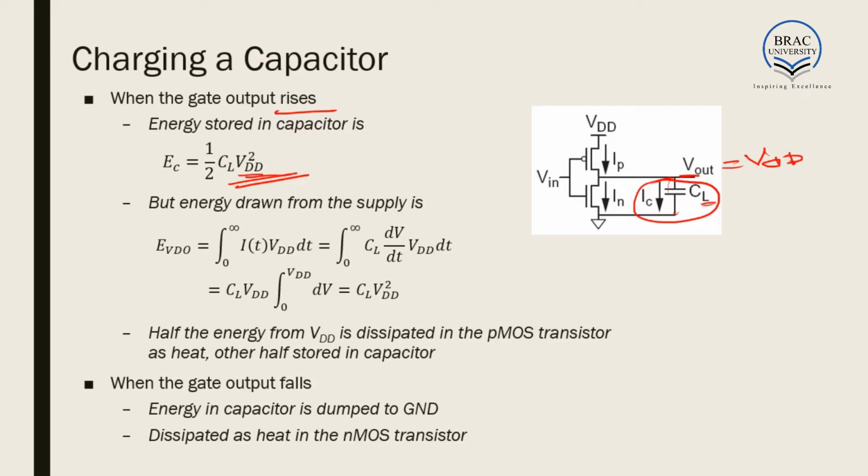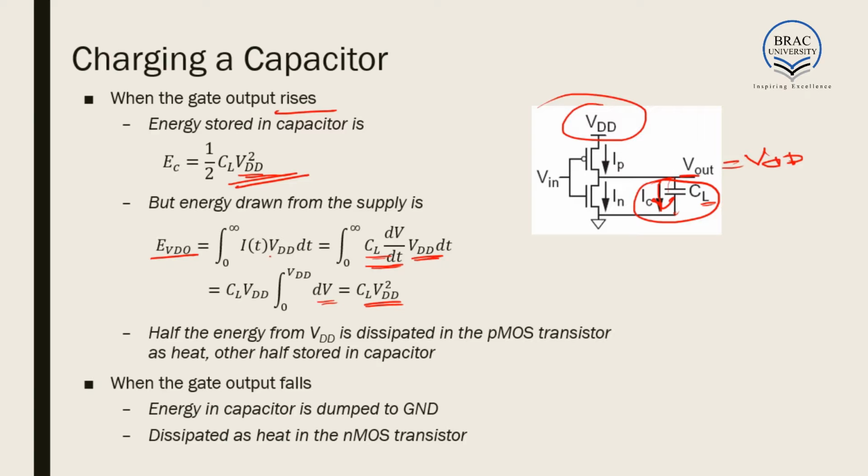But this is the energy that the capacitor stores. Now, what is the energy that is supplied from the source? The energy supplied from the source is equal to the integration of i(t) VDD dt. Now, in this case, i is equal to CL dV/dt, because the current flows through the capacitor. Only one difference is there: here, the source voltage is not dependent on time. The voltage is VDD, that is, a constant voltage. As a result, we bring CL and VDD out of the integration, and we integrate dV from 0 to VDD. So we get CL VDD squared.